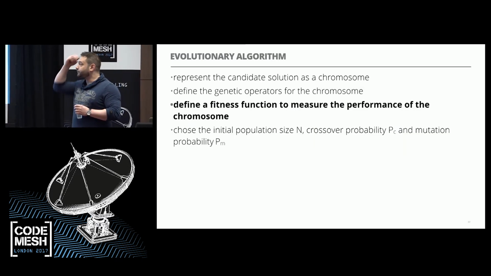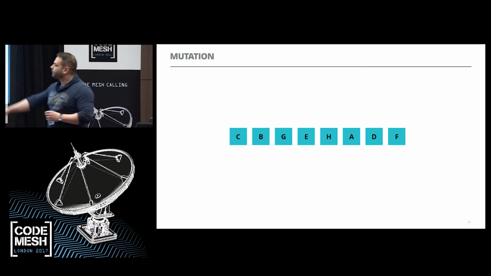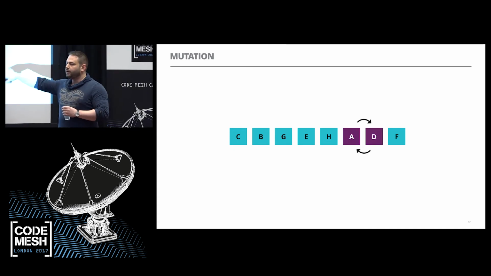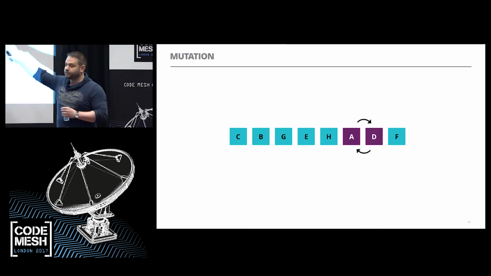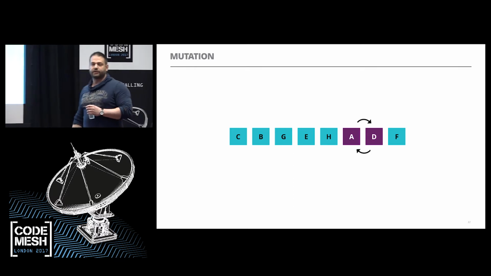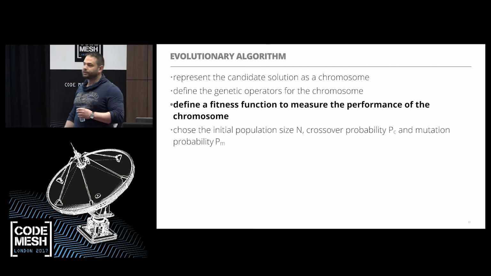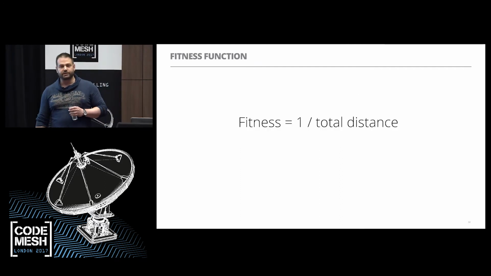And then we need to have a fitness function. Well, fitness function is also easy, right? Because we know here what's the distance, right? So it's basically the distance between C and B, between B and G, until the distance F to C, right? So we can just add all these distances. And if we want a higher fitness for a shorter distance, we can do 1 over the total distance, and that will be our fitness.